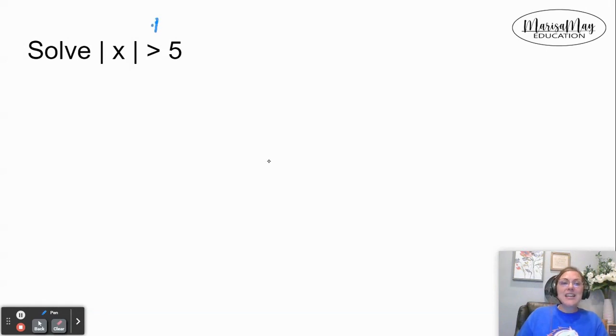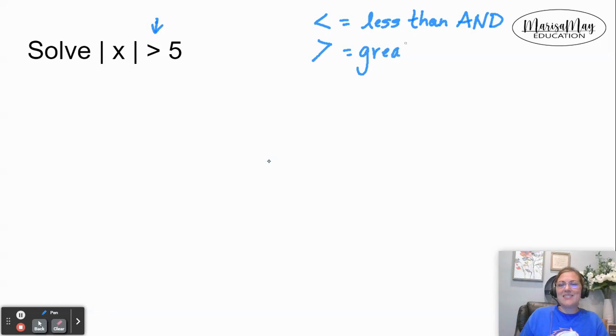I noticed that the inequality is a greater than. So a couple of things to remember. If the inequality is a less than, I like to remember less than means and. And greater than, I say it greater to help me remember that a greater than means or. So since this is a greater than, I'm going to say x is greater than 5.